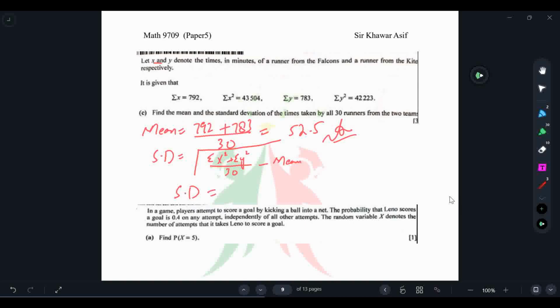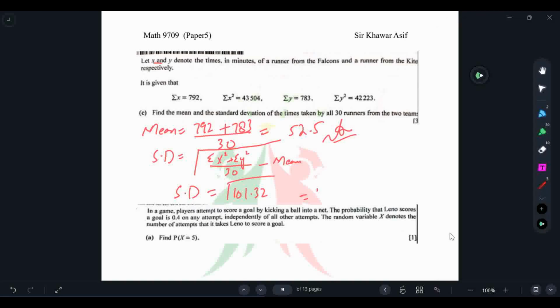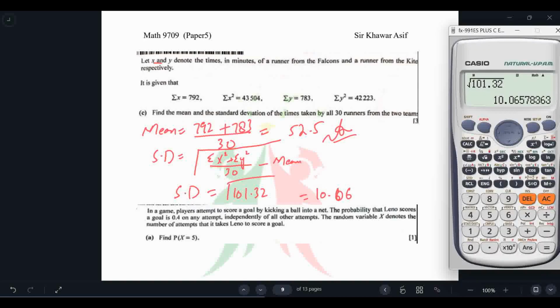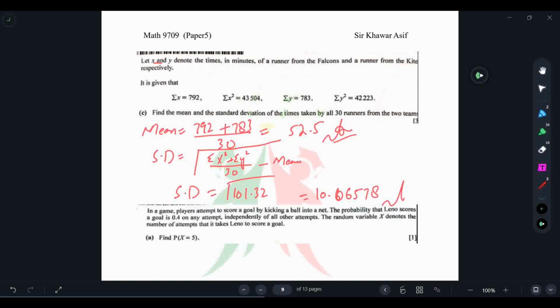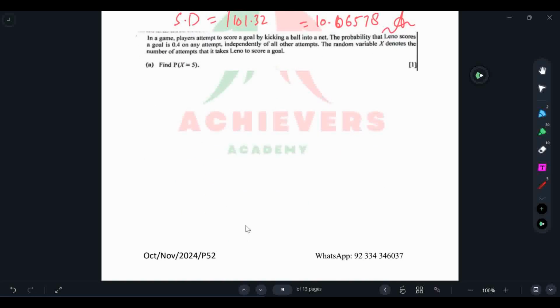If we add these and take the square root of it, this should be 101.32, and finally we will have the square root of 101.32. This will be equal to 10.0657. This will be the final answer. I hope that the concept is clear. Let's move to the last question.